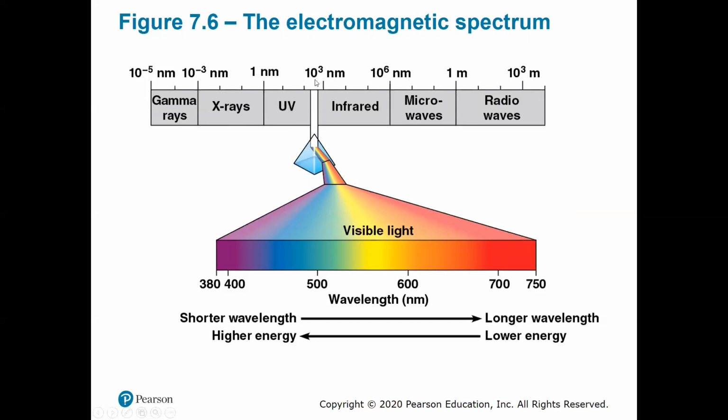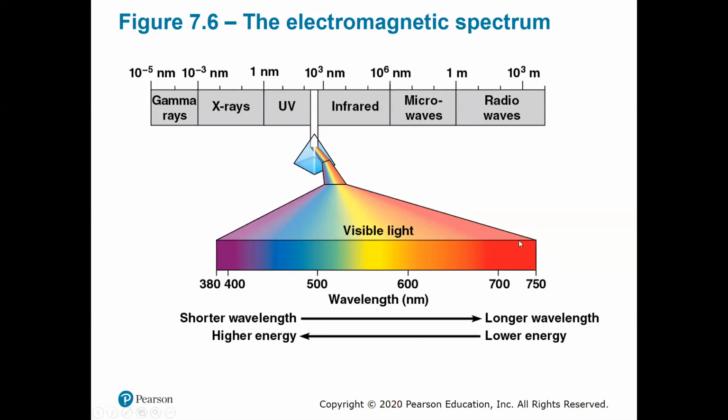But visible light is the light that we can see. You can see this is visible light, and these are the wavelength numbers of the lights here in nanometers, where extreme red is 750, purple light is 380. So the shorter the wavelength, the higher the energy; the longer the wavelength, the lower the energy.